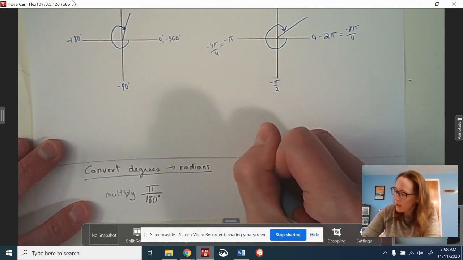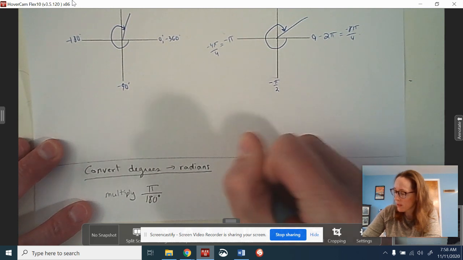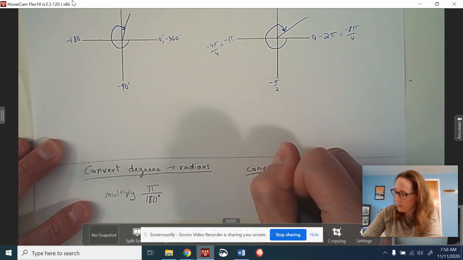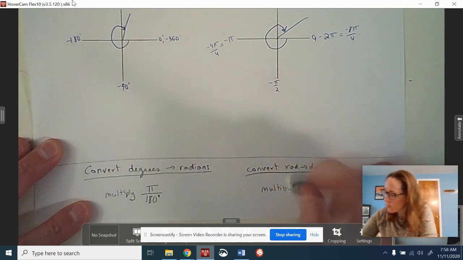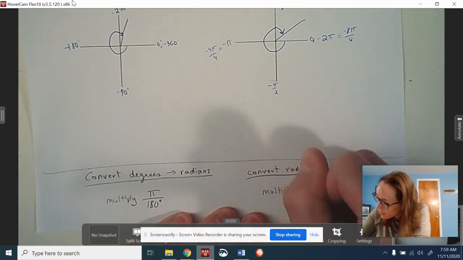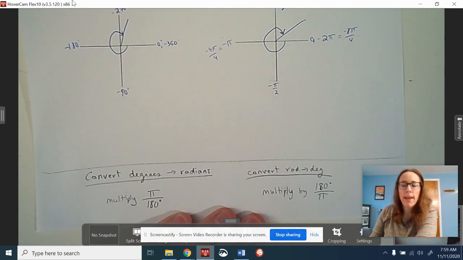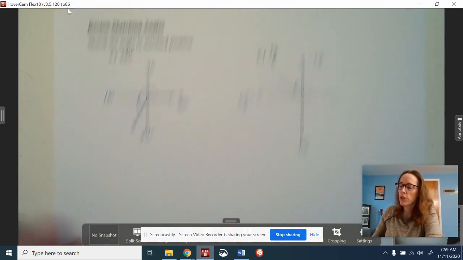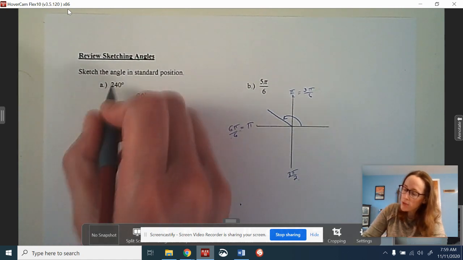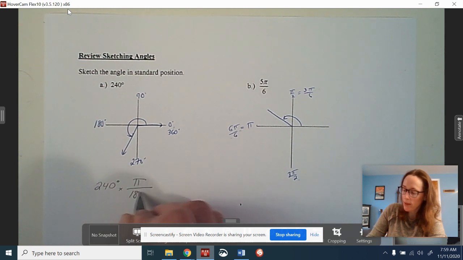Okay. And if you want to convert from radians to degrees, then you're going to multiply by the reciprocal of that. Multiply by 180 degrees over pi. All right. And let's go ahead and see how that works. So we're going to use this example first. So this is degrees. We want to change to radians. So what we just wrote down is that we're going to multiply by pi over 180.